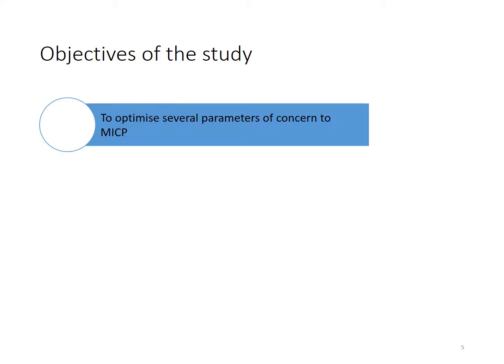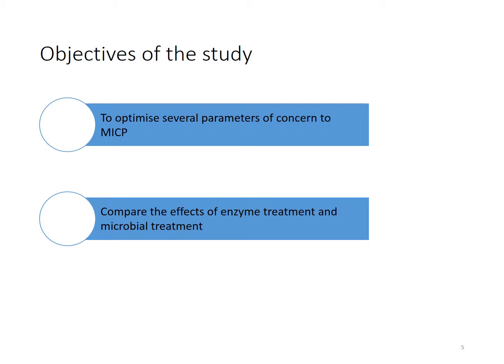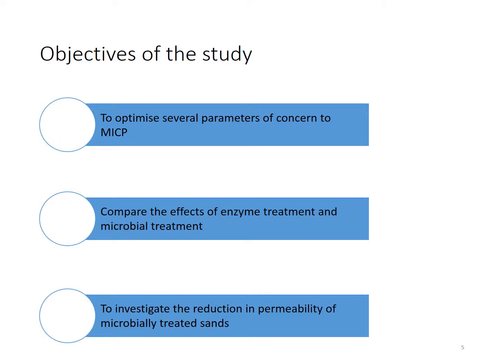The study concentrated mainly on some of the following aspects: optimizing several parameters such as concentration of bacteria, concentration of cementing solution, and frequency of injection into the soil matrix. Since it is the urease enzyme which is doing the trick, an alternative source of urease enzyme was considered for comparison with microbial cementation, all this leading to understanding how the cementation would affect the hydraulic conductivity of soils.